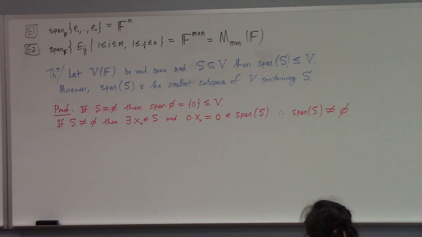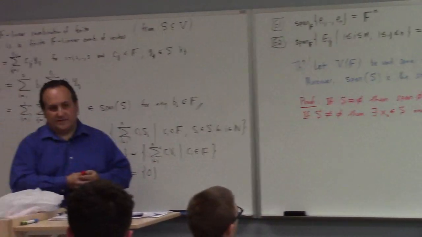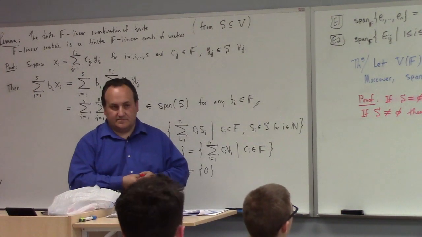Why would that make it a subset of the vector space? What is span S by definition? It is the set of all linear combinations of vectors from S, right? Can you take a linear combination of vectors in a vector space and get outside the vector space? No. So by the definition of vector space, span S is necessarily a subset of V.